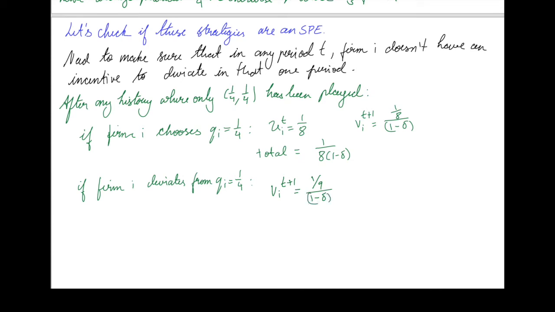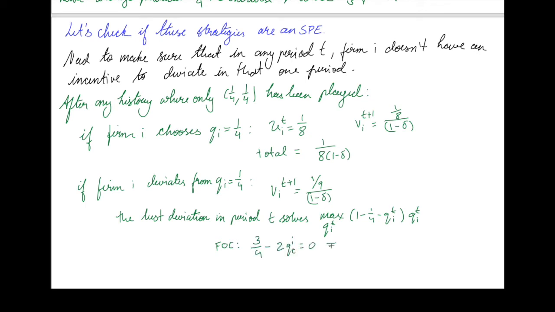But we need to figure out what the best deviation is in period t. That best deviation would be the solution to maximize your profit. So choose qit to maximize your profit. What's your profit? The other firm is producing 1/4, because that's what the grim trigger strategy tells them to do. So the price, if you produce quantity qit, is 1 minus 1/4 minus qit. So your profit is the price times the quantity you choose, which is qit. So the first order condition is 3/4 minus 2 qit equals 0. That means that qit is 3/8.